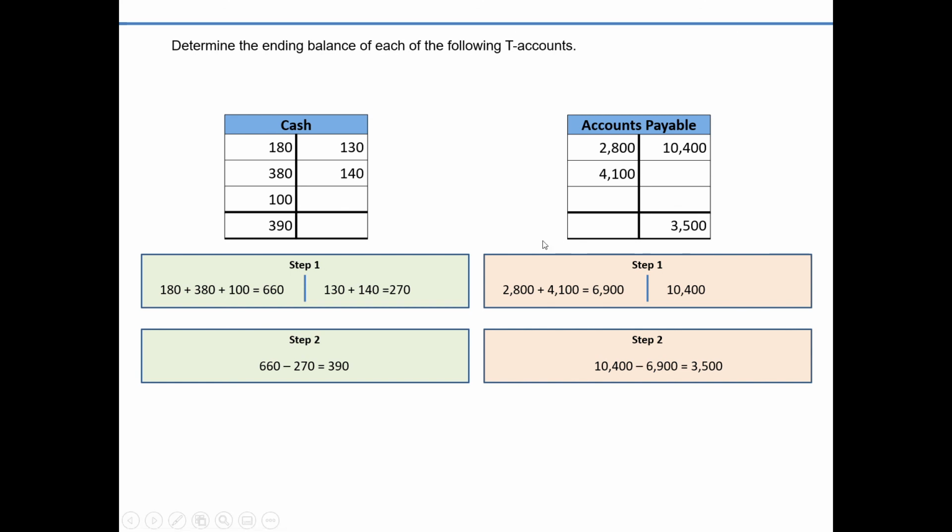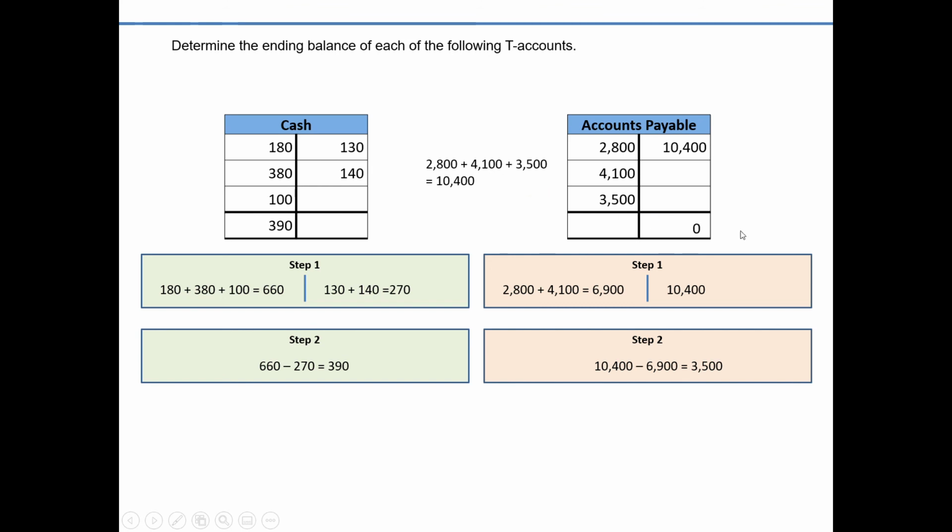Now I can change the scenario a little bit. What if we had another payoff of 3,500, or another debit of 3,500? How would that have affected our balances? If we add up all our debits or decreases, 2,800 plus 4,100 plus 3,500, we have debits to accounts payable of 10,400. That exactly equals our credits. So the resulting balance for accounts payable is zero.